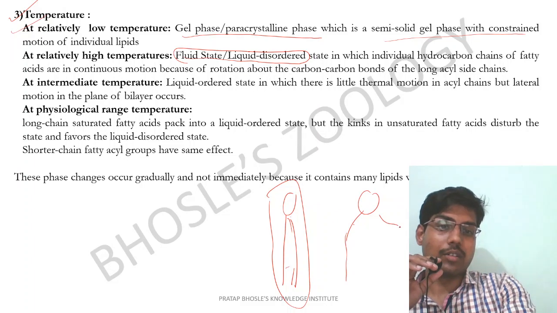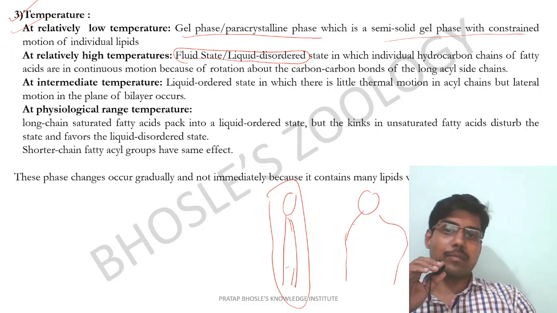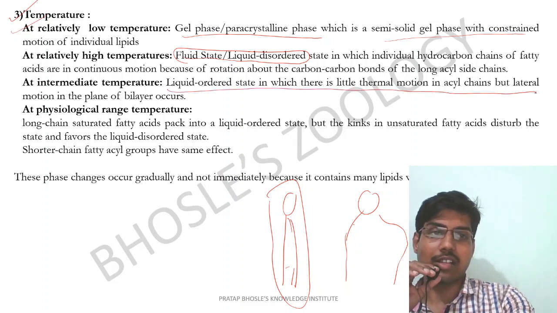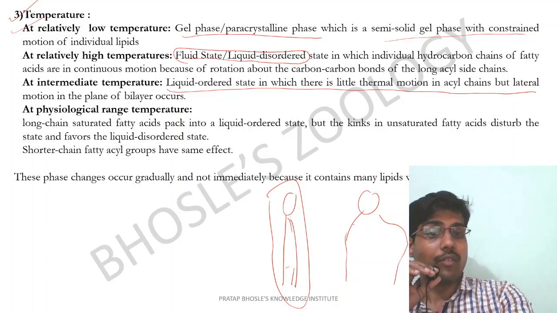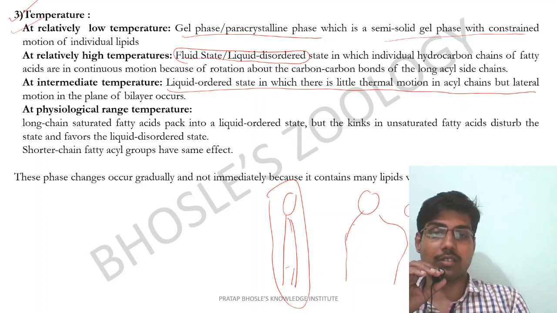So a liquid disorder state is there. But at the intermediate temperature, the liquid order state, in which there is a little thermal motion in acyl chains but lateral motion in the plane of the bilayer occurs. Okay, there, if the whole membrane did not move, then at least what will move? A lateral movement will occur in case of intermediate temperature, right.